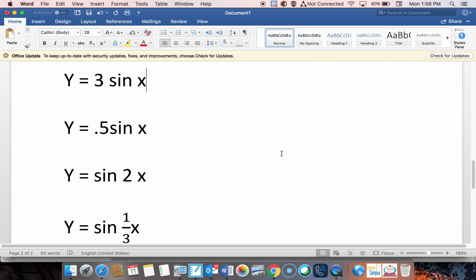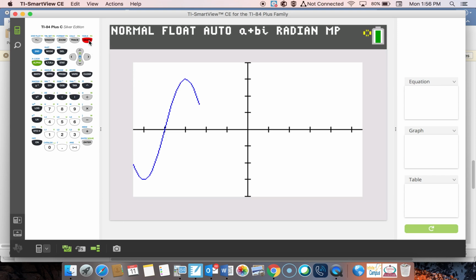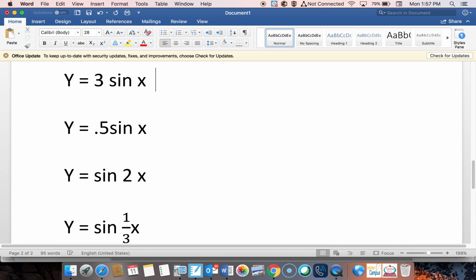So now I'm going to look at this graph. Y equals 3 sine of x. So I go y equals, and I'm going to insert a 3. I don't need to go to the zoom trig again. And you will notice the graph goes up higher. It still takes a period of 360, that doesn't change, but it goes up to 3 and down to 3. So you get an amplitude of 3, and the period is still 360.